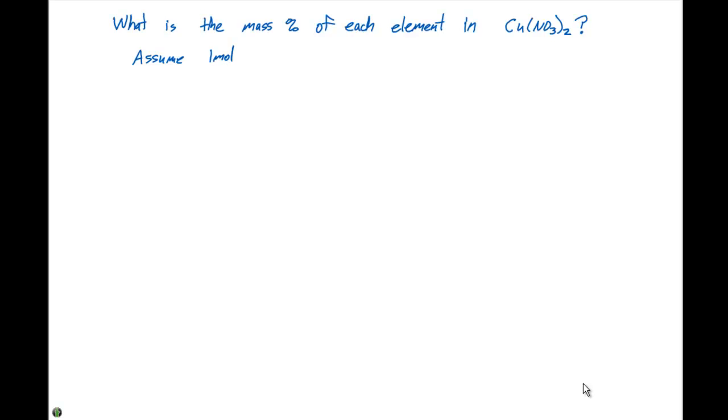1 mole of Cu(NO3)2. So if we have 1 mole, we need to figure out how many grams of each species, or how many grams this mole is going to weigh. In terms of copper, there's 1 copper atom in this complex, and we know that that's going to have a molar mass of 63.5 grams. So we have 63.5 grams coming from the copper.